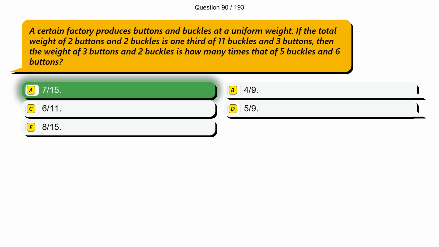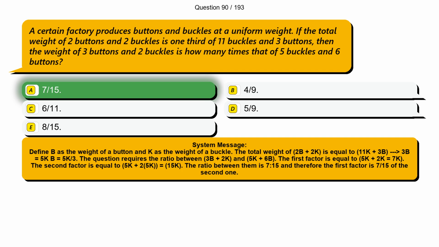The correct answer is option A, 7/15. Define B as the weight of a button and K as the weight of a buckle. The total weight of 2B plus 2K is equal to 11K plus 3B over 3. So 3B equals 5K, and B equals 5K/3. The question requires the ratio between 3B plus 2K and 5K plus 6B. The first factor is equal to 5K plus 2K equals 7K. The second factor is equal to 5K plus 2 x 5K equals 15K. The ratio between them is 7/15, and therefore the first factor is 7/15 of the second one.